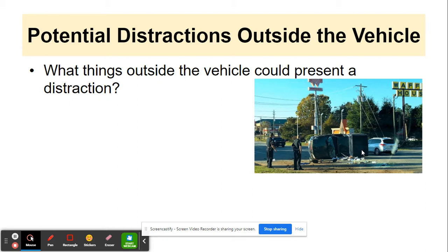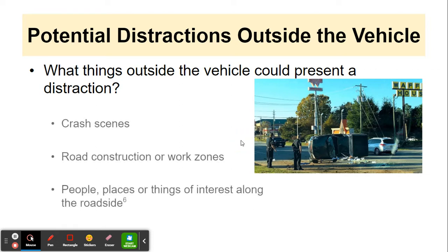Of course, the first thing that comes to many people's minds is the one in the picture here. Accidents usually are something that distracts people, although we're not limited to that. Could be crash scenes, could be road construction or work zones, people, places, or things of interest along the side of the roadside. Can be animals as well too.